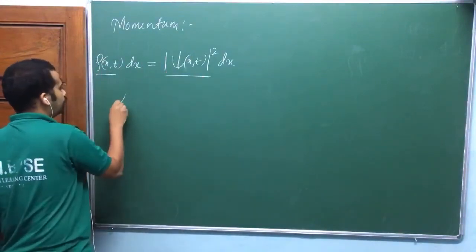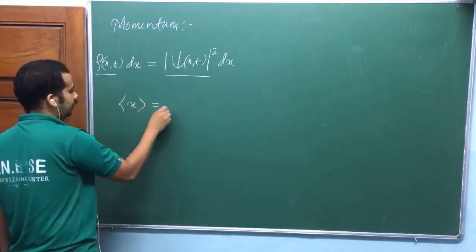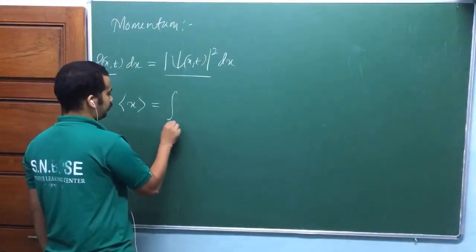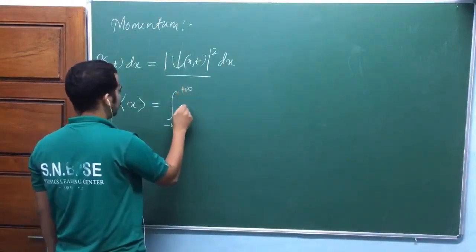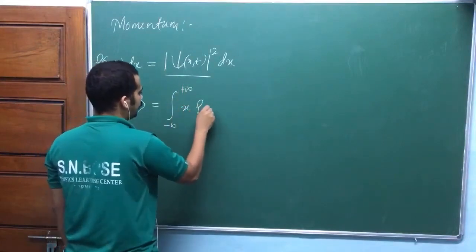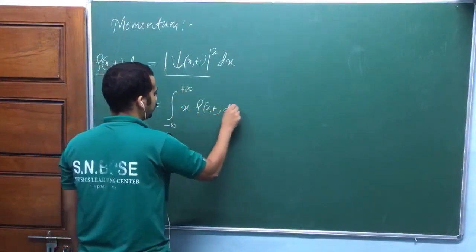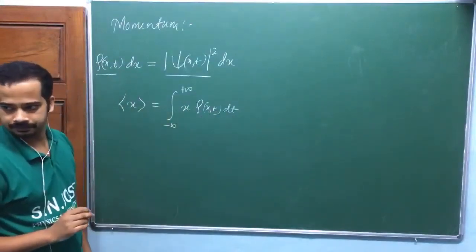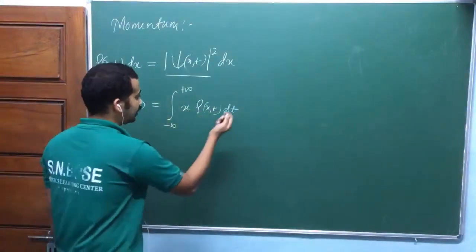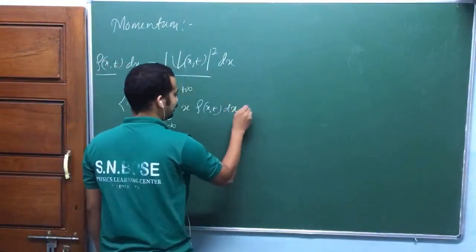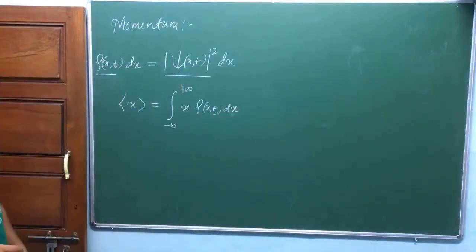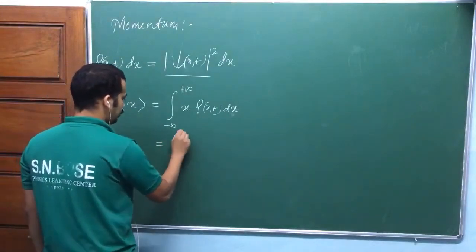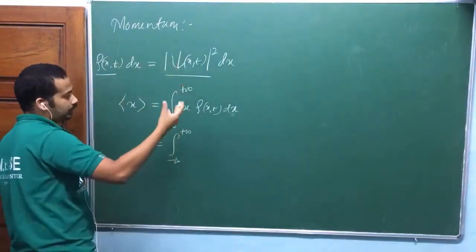That's why, how we found the expectation, sorry, average x in case of classical problems: minus infinity to plus infinity x into rho of x comma t dx. Let me write like this. Let me take the most general case where it may depend on time. Is that okay? Dx.